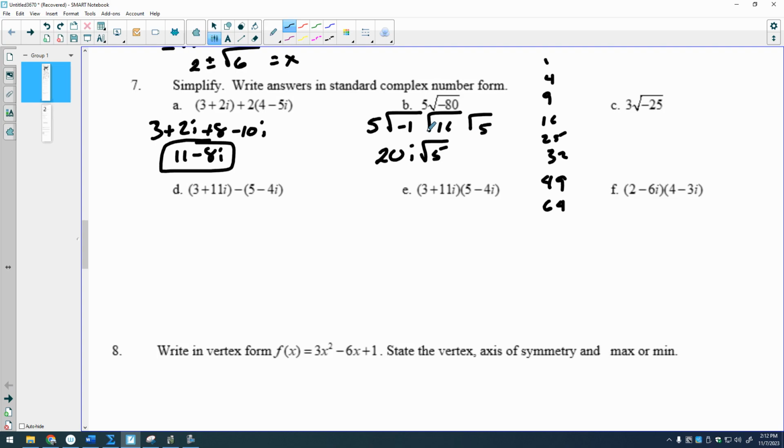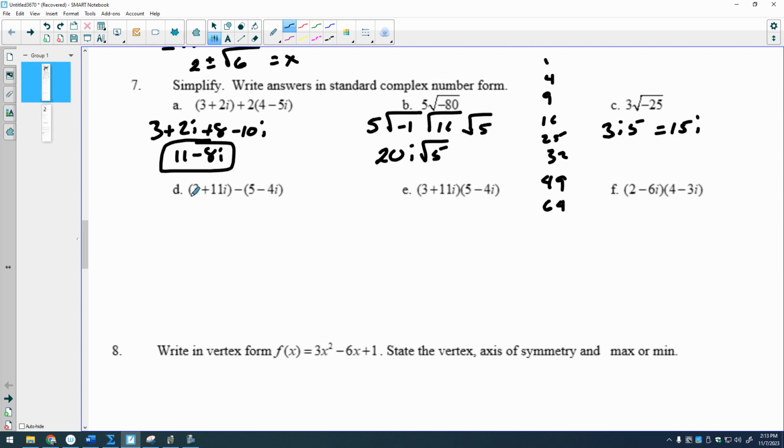Square root of 16. Why did the radical go away? Because I used it to evaluate the square root. Why did the radical not go away? Because the square root of 5 is not a nice perfect number. It's somewhere between 2 and 3, so I leave it alone. Okay, 25 is a perfect square. So then I have 3, square root of negative 1 is i, and the square root of 25 is 5. And so that becomes 15i.